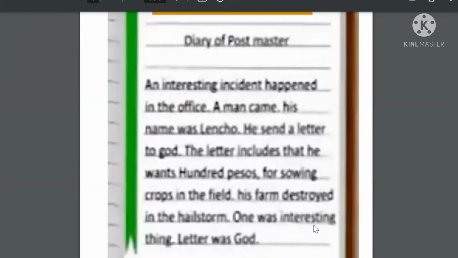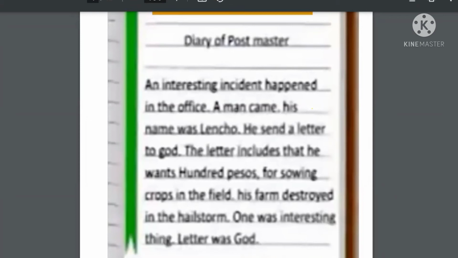Word order is wrong here. So we have to write one thing. This thing has to come here. One thing was interesting. The position of this thing has changed. Okay.